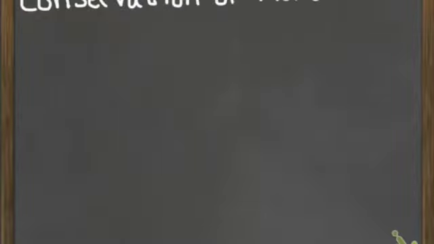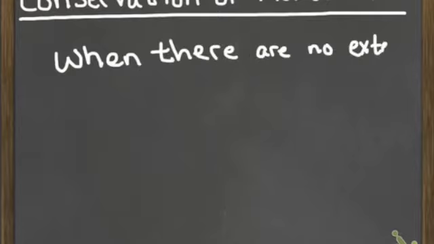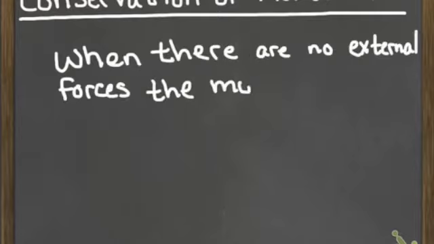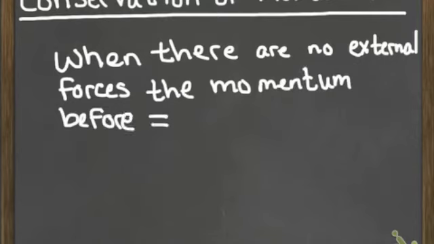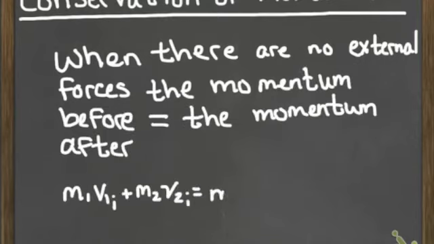Conservation of momentum is a law, just like any of the other laws of conservation. It basically says that whatever you start with, you have to end with. There's a slight caveat here: when there are no external forces, the momentum before an event has to equal the momentum after an event. The total momentum before equals the total momentum after.